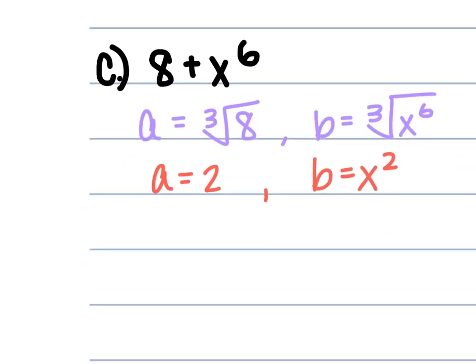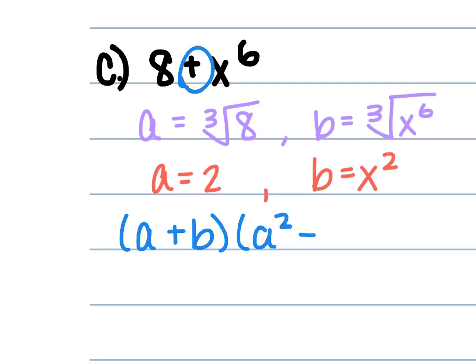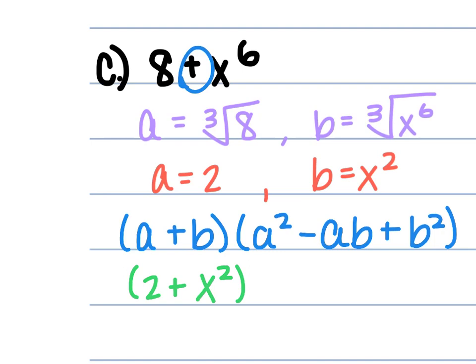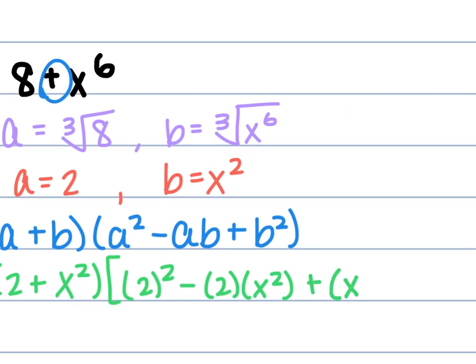So now use your formula. We have an addition sign between these two perfect cubes. So we're going to use a, same sign, plus b times a squared, different sign, minus ab plus b squared. So plug in now. 2 plus x squared times, make it a bracket, 2 squared minus 2 times x squared plus x squared raised to the 2nd power.